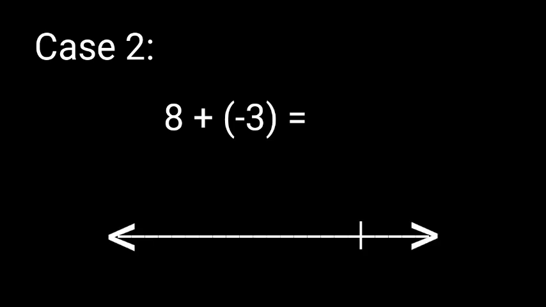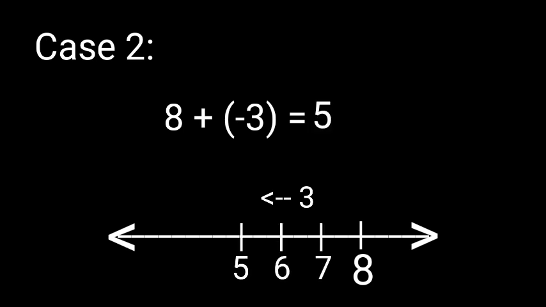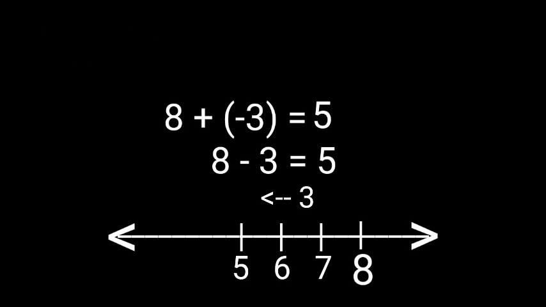Let's look at another example in case 2. 8 plus -3. In the number line we start with 8 and move 3 to the left because it's negative, so we got 5. And if you don't want to use the number line, to save time we can just convert it into subtraction. 8 minus 3 is equal to 5.